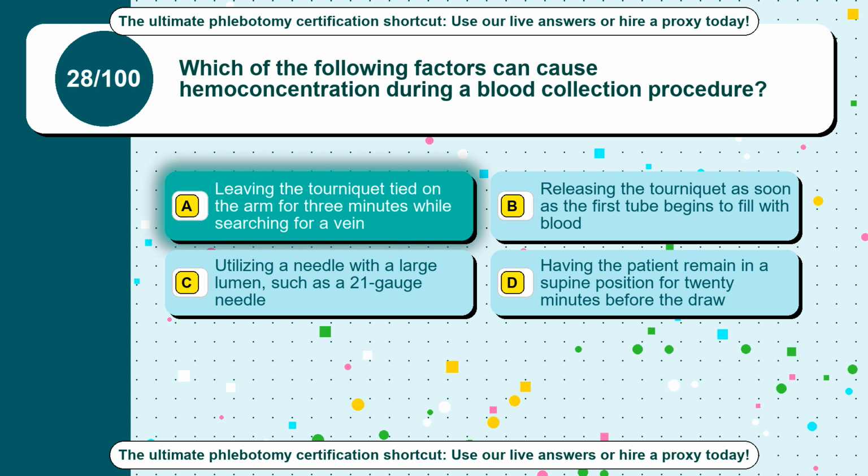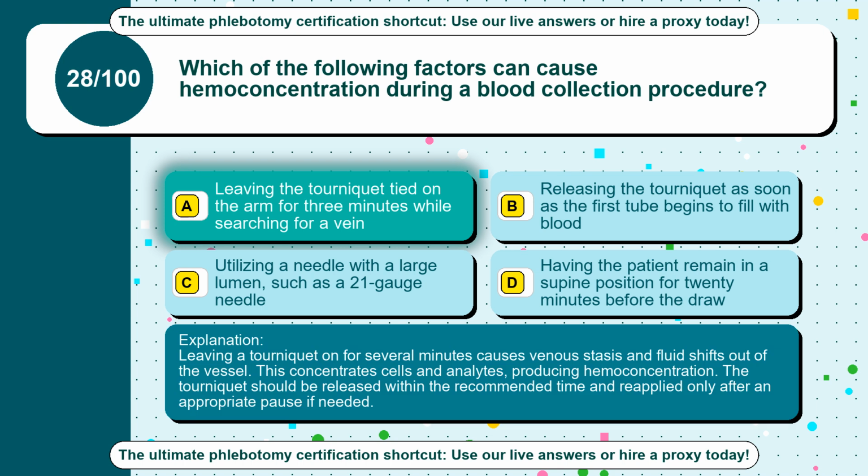The correct answer is option A. Leaving the tourniquet tied on the arm for 3 minutes while searching for a vein. Leaving a tourniquet on for several minutes causes venous stasis and fluid shifts out of the vessel. This concentrates cells and analytes, producing hemoconcentration. The tourniquet should be released within the recommended time and reapplied only after an appropriate pause if needed.